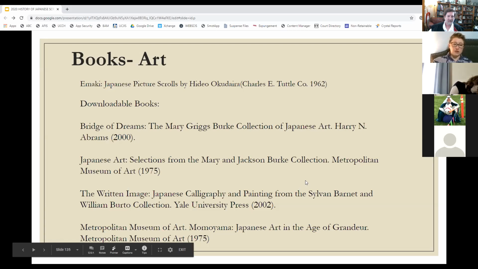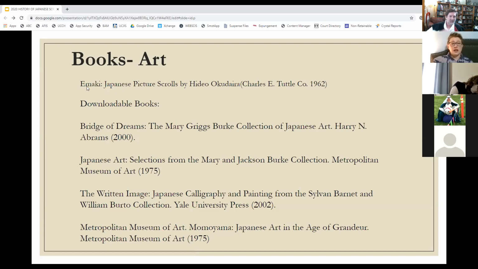And yes, I have more. Yes, there's more. And there's Emakimono, Japanese picture scrolls. That one is the best on Emakimono images and how they were used in period. I borrowed it from the University of Utah because my husband is a student, so I'm using his sign-ins and his library card mercilessly, so too bad for him.